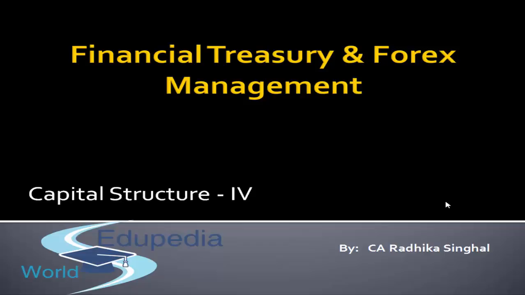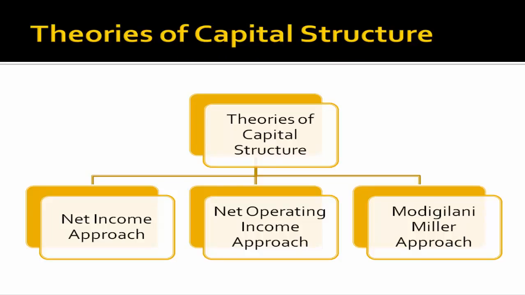Today we are going to discuss theories of capital structure. There are three theories in capital structure. One is the net income approach, next is the net operating income approach, and the third one is the Modigliani Miller approach. These approaches are based on whether the debt equity mix affects the value of the firm or not.